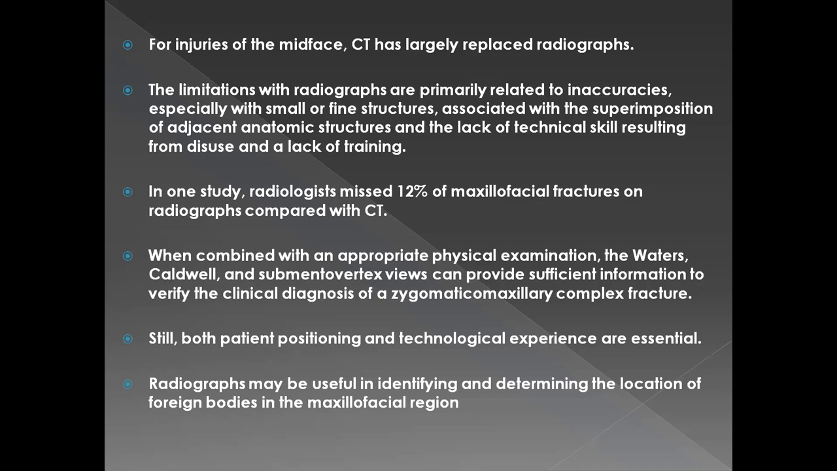Those artifacts are called beam hardening artifacts, scatter artifacts. So it is very difficult to then actually see what you're looking at in that CT scan. So if you want to just locate a foreign body, you can just order 2 plain radiographs, and they can help you somewhat in locating it.